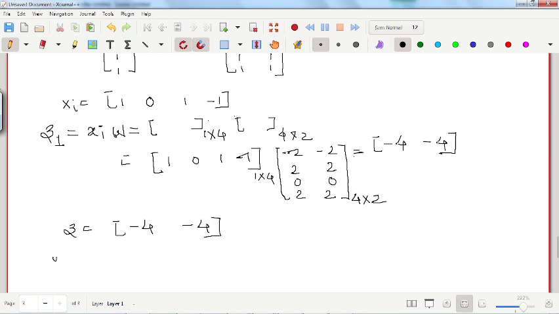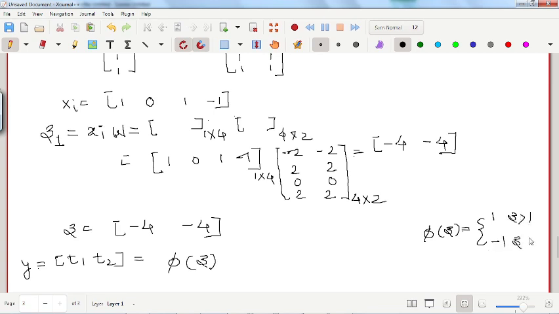Now we are going to find out the target value. Let me consider the target values T1, T2 that we are finding. Generally we see this as our output. So how will I find this? Phi of z. We are finding our final output, in terms of T1, T2, using phi of z. So what phi of z are we applying? Phi of z is equal to 1 if z is greater than 0, and it is equal to minus 1 if z is less than or equal to 0, in the bipolar case.